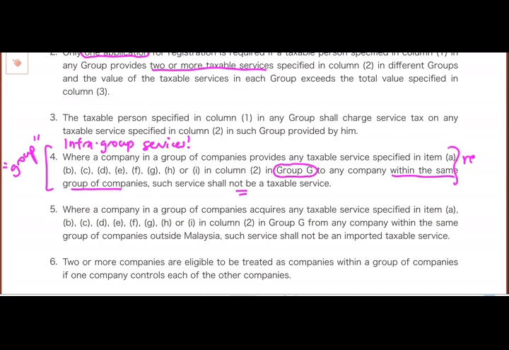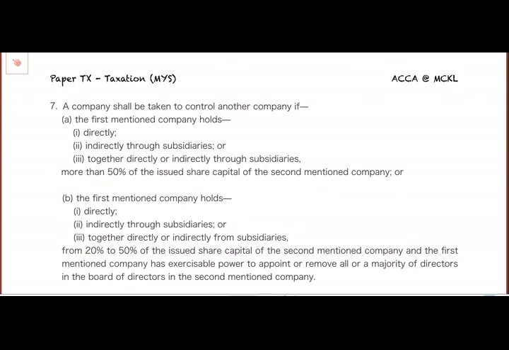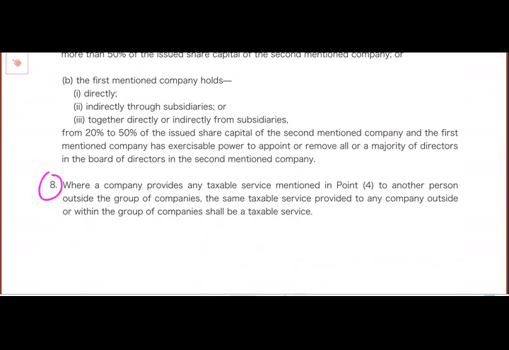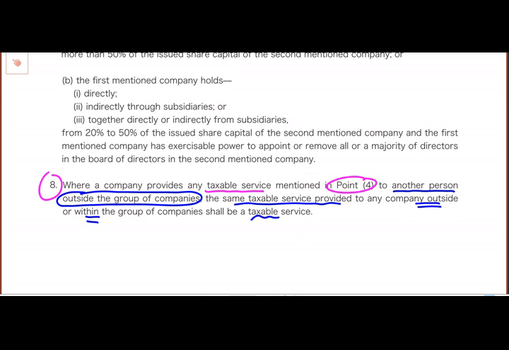But you must read point 8. Now, what is point 8? Point 8 says, if the company provides taxable services in point 4, and also offers them to another person outside the group, then the same service that they offer to the company outside and within the group are taxable.